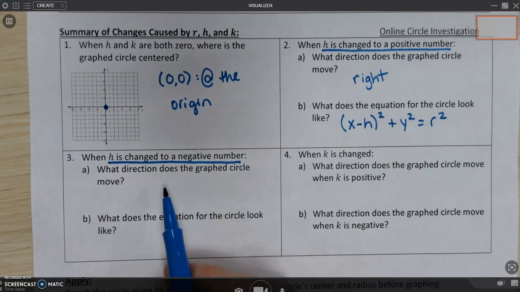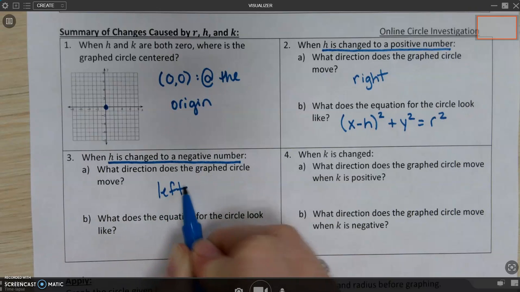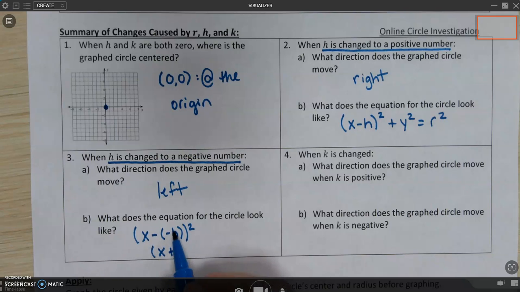So, what direction did the graph circle move? H was negative, we would expect it to move to the left, and it sure did. But what was unexpected is that equation ended up looking like a plus sign, because when we subtract a negative value, a negative number, that simplifies. When that h is negative, it ends up looking like we're adding a number. In this case it was a 6, so I'm just going to plug a 6 in there so we don't get too confused with our general standard form of the equation.